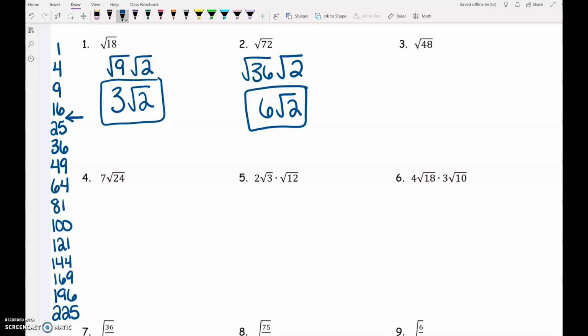We need to go the other direction. So try 48 divided by 16. What is 48 divided by 16? 3. So that works. 16 and 3. The square root of 16 is 4. So 4 times the square root of 3.